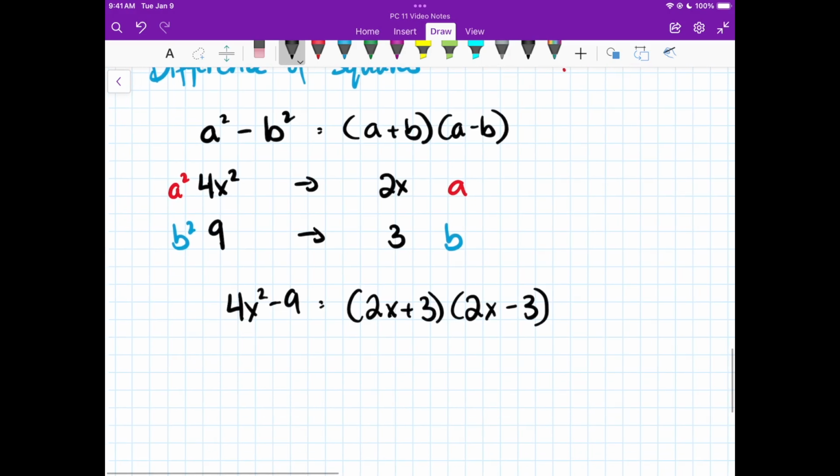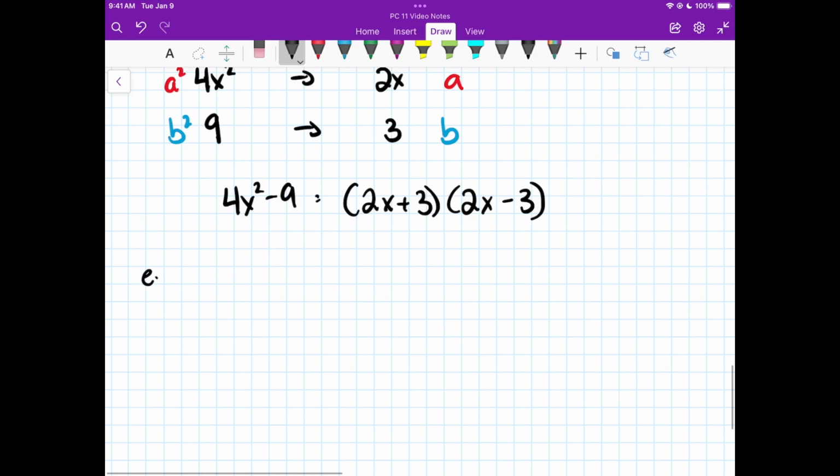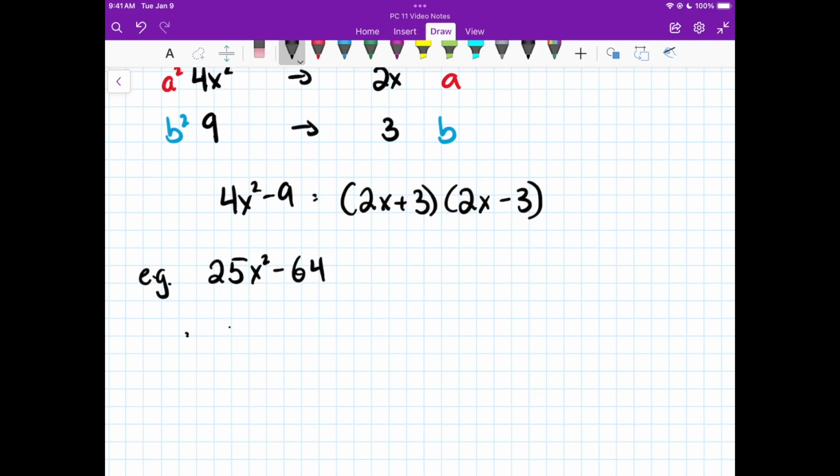If we tried another one, say 25x squared minus 64. So if I look at those two terms, 25 is going to get me 5, so it's going to be 5x. And then 64 gets me 8. So 5x minus 8, and then 5x plus 8.